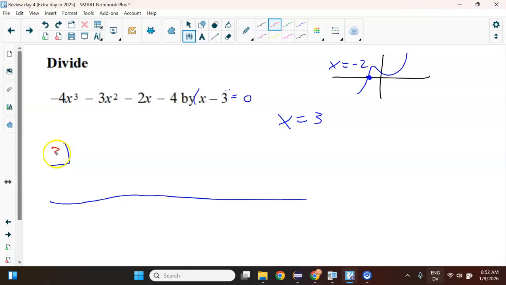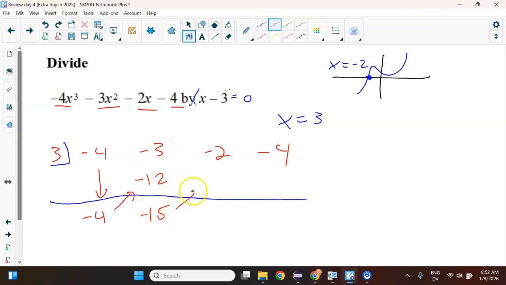Okay, so we write 3 here, and then we write the coefficients in order, and there's no gaps. It goes 3, 2, 1, 0. So there's no 0 gap like there is sometimes. Let's put the coefficients, and then synthetic division. The process is you drop the initial one, multiply with the window. So 3 times negative 4. Add these. Multiply with the window. 3 times negative 15.